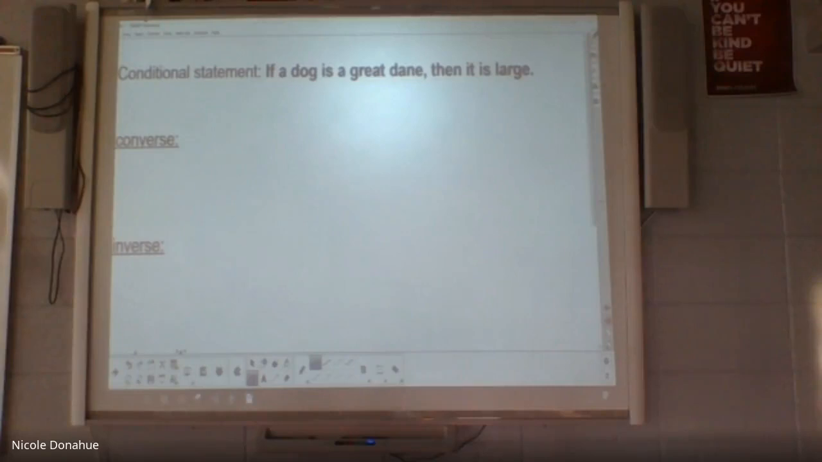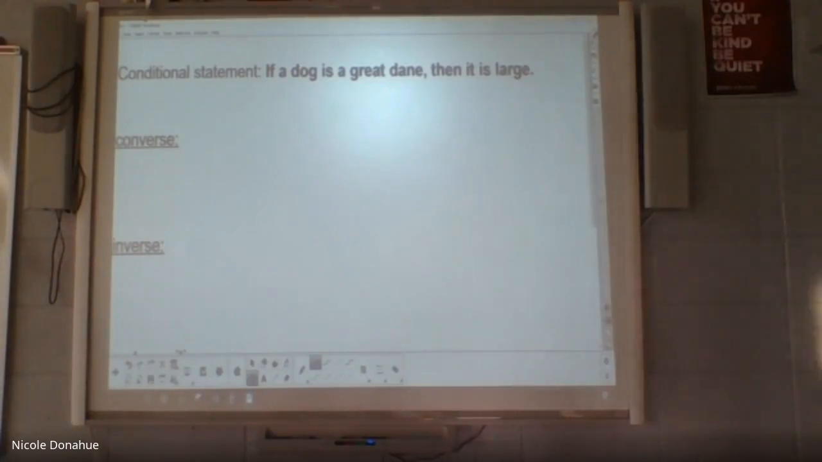So if a dog is a Great Dane, then it is large. For the most part, we agree with this statement. Now you might say, what if the Great Dane's a puppy? Well, it's going to get large, so we'll go with that. So that's the conditional statement we're going to start off with.